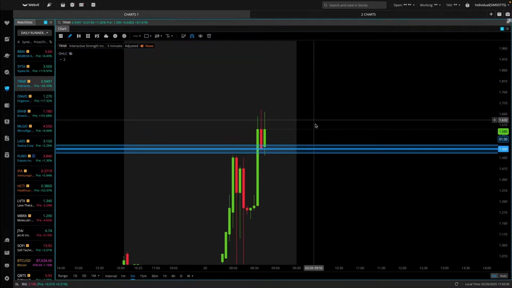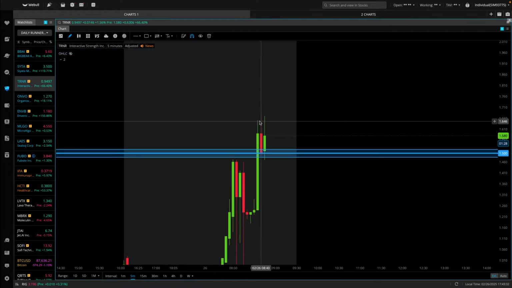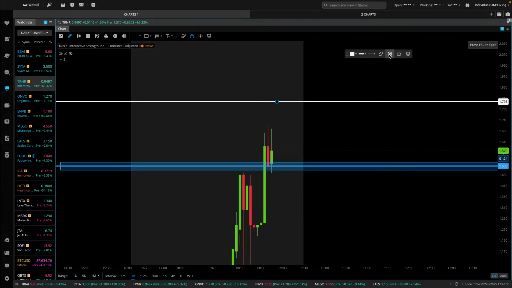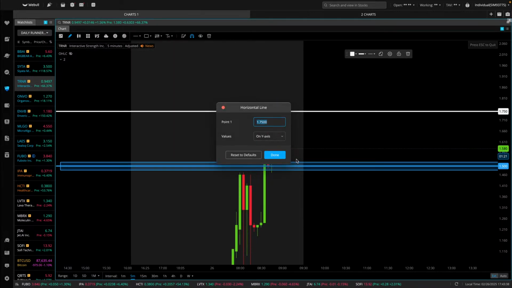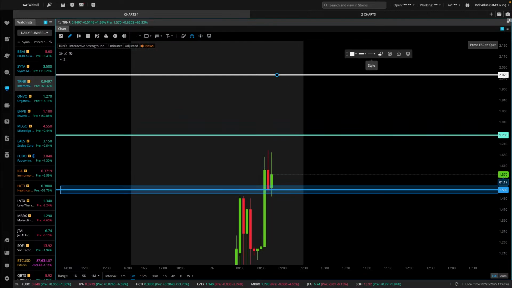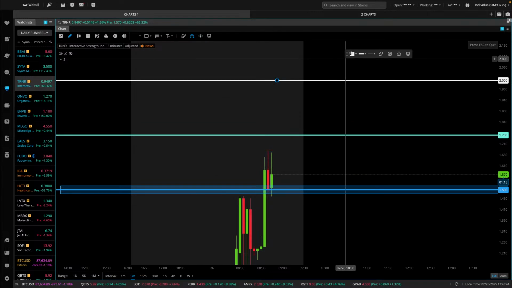TRNR, this has pushed up. Nice, broke above. Let's see if this can continue to go up. 1.50, then you have 1.75, and then the usual $2. $2 like this.